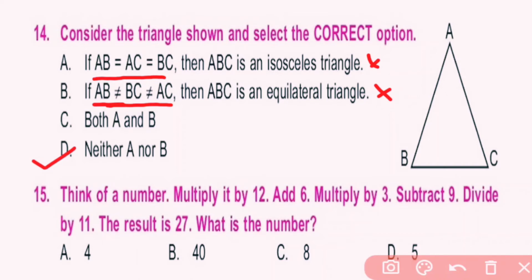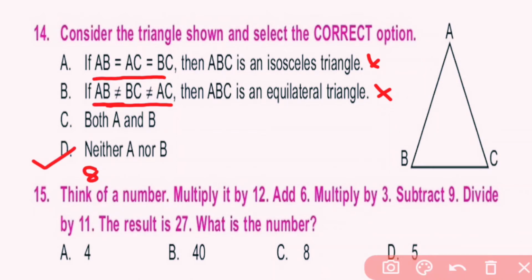Question number 15. Think of a number, multiply by 12, add 6, multiply by 3, subtract 9, divide by 11. The result is 27. What is your number? We check with option C.